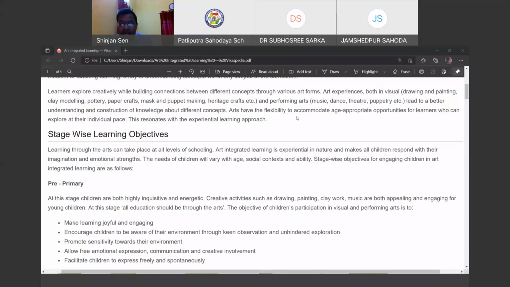The objective of children's participation in visual and performing art is to what? To make learning joyful and engaging. We have to engage the children. You have to bring them into focus.